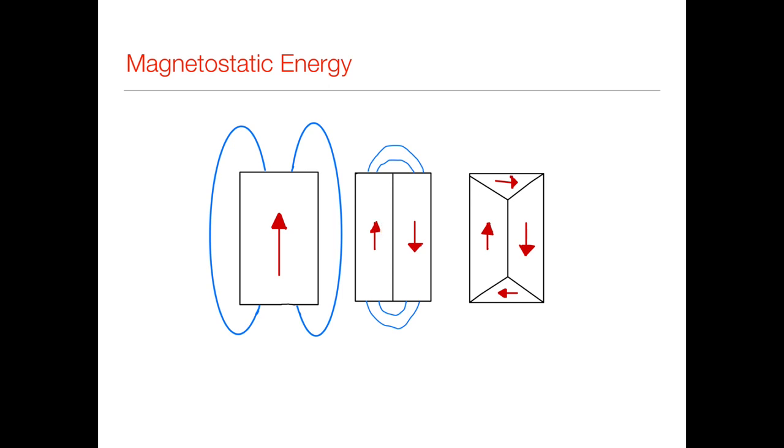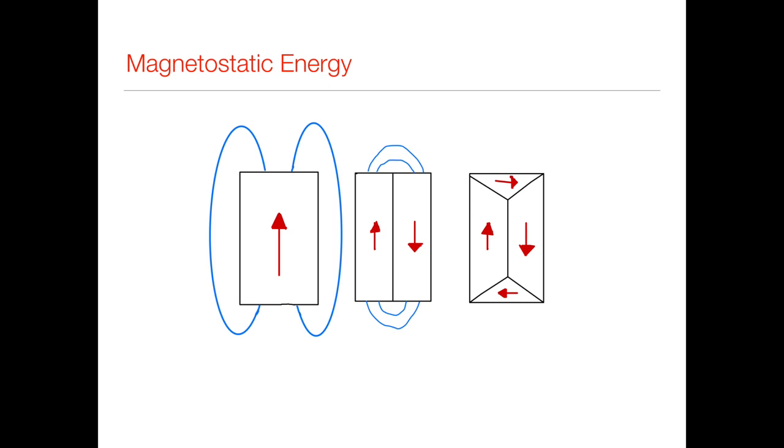Whereas if it splits into two domains like this, the field is much more contained. It doesn't spill out into space in the same way, so the energy is lower. And in fact, the lowest energy solution will be if the field is completely contained within the magnet. So most magnets, left a long enough time, will form themselves such that they form these multiple domains with no external magnetic field.